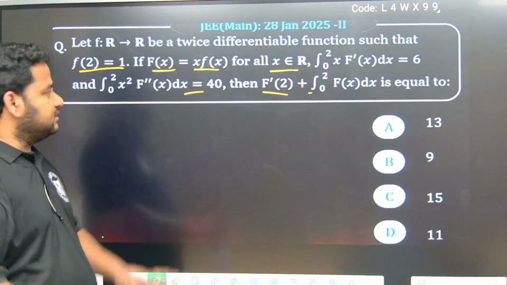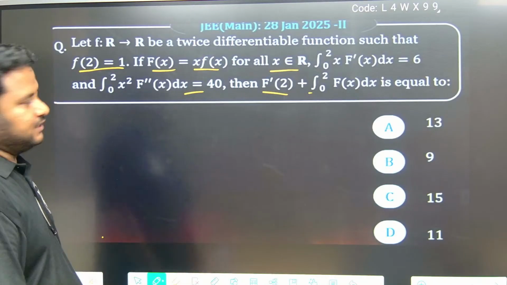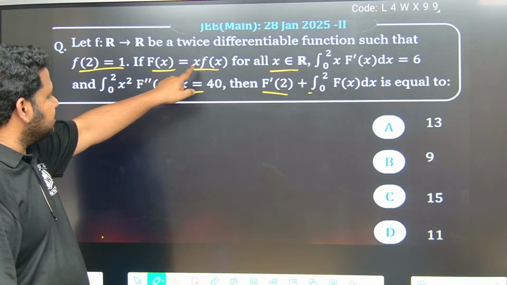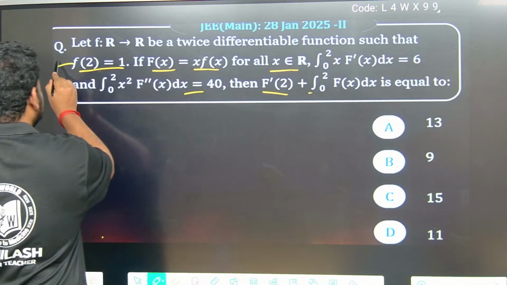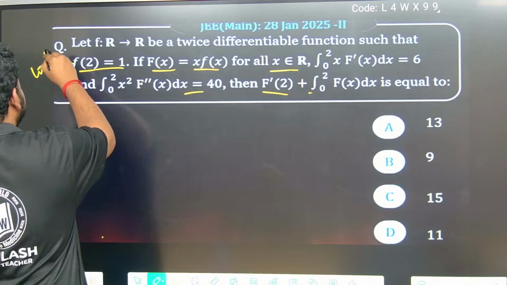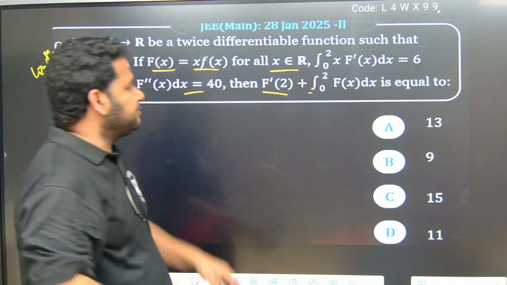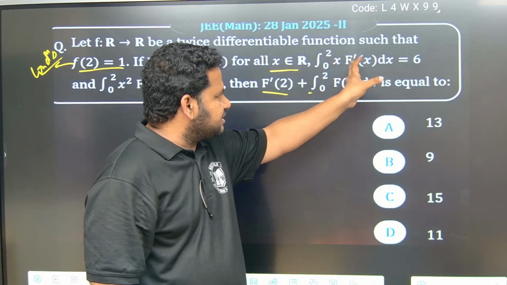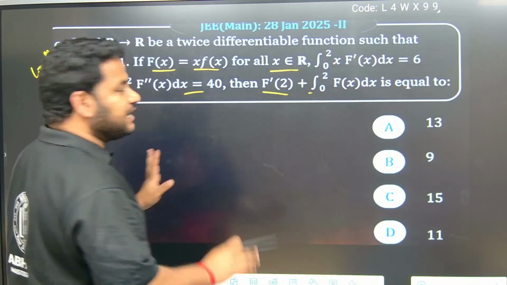You might be thinking they have given so many details, from where to start. Understand one thing: f(2) = 1 and f(x) = x times F(x) are all nothing but conditions that they have given. Now from here, ∫ from 0 to 2 of x f'(x) dx is equal to 6. From there I will start the question.